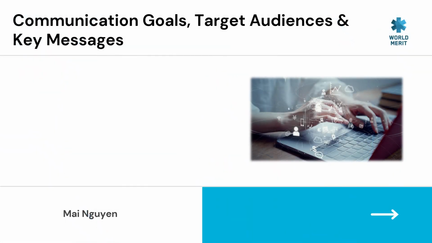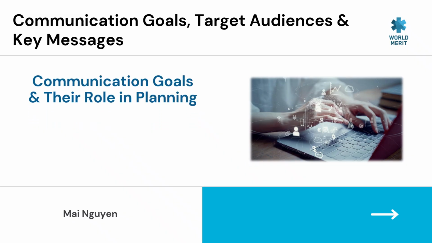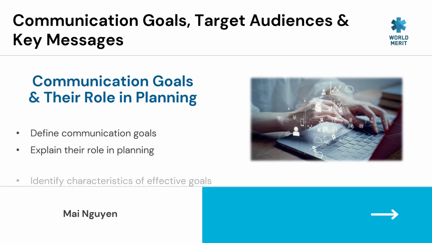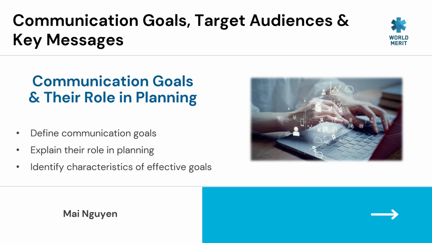In this first section, we'll focus on communication goals and their role in planning. Communication goals provide direction for how information is shared within an organization. Understanding how to define clear and effective goals is an important first step in building a communication plan. By the end of this section, you'll be able to define communication goals, explain their role in planning, and identify the characteristics of effective communication goals.